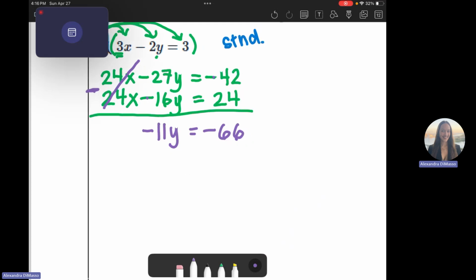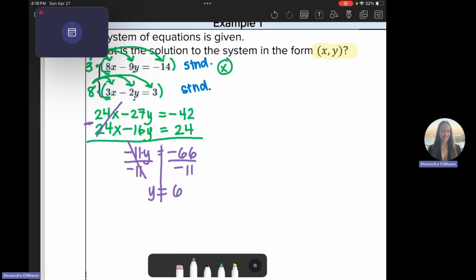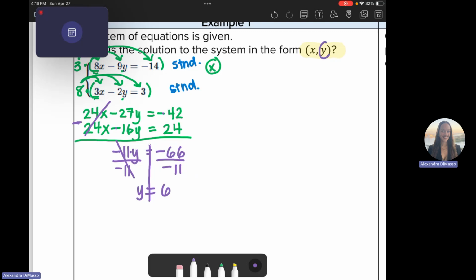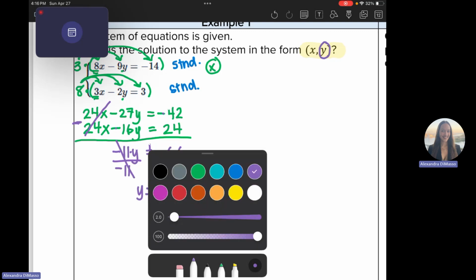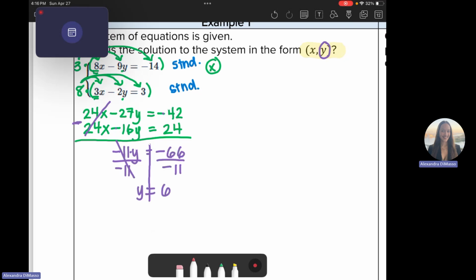Now, that's great. I've got half of my problem completed because I know what my y variable is, but I still need to figure out what my x variable is. Now, from here, you get to take this y variable and plug it in or substitute it into either the top equation or the bottom equation, your original equations. It does not matter which one you choose. I'm going to pick the second equation here.